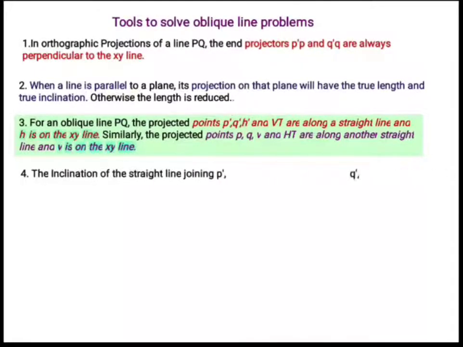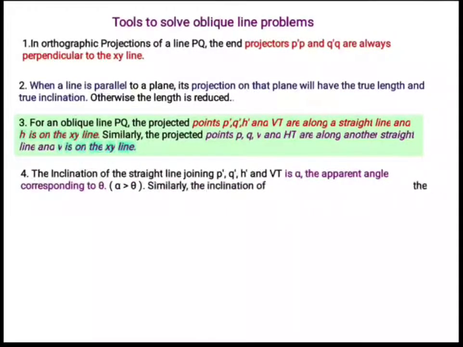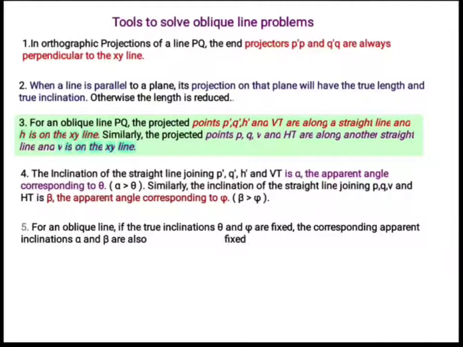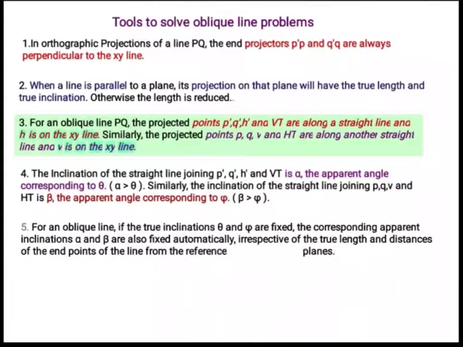The inclination of the straight line joining P dash, Q dash, H dash and VT is alpha, the apparent angle corresponding to theta, and alpha will be greater than theta. Similarly, the inclination of the straight line joining P, Q, V and HT is beta, the apparent angle corresponding to phi. For an oblique line, if the true inclinations theta and phi are fixed, the corresponding apparent inclinations alpha and beta are also fixed automatically.